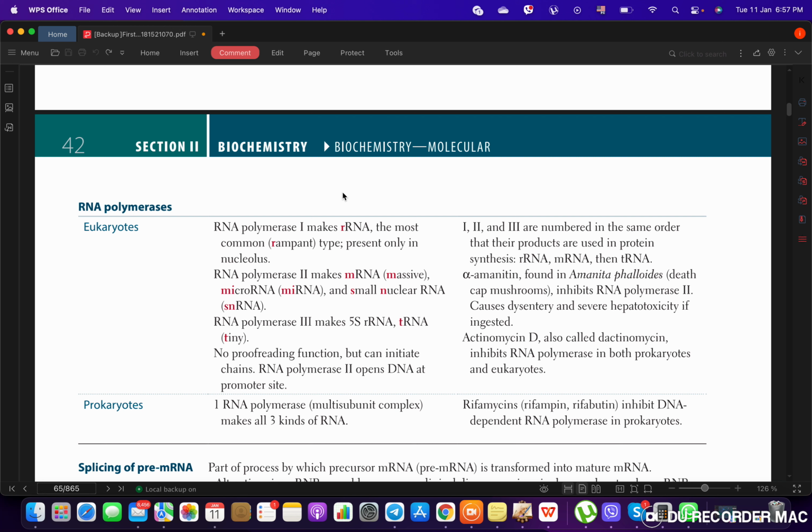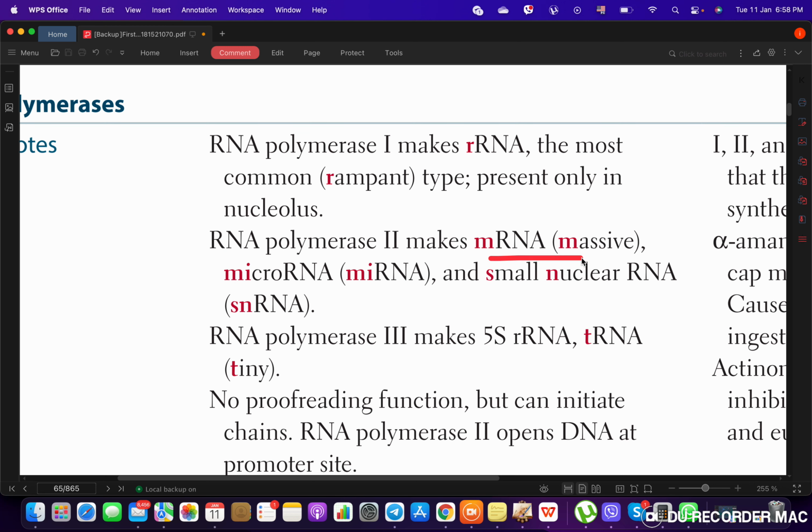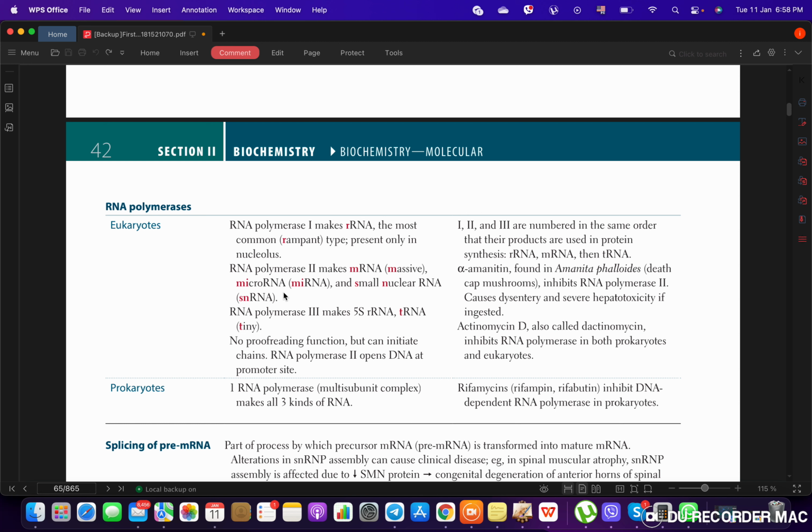The nucleolus, absolutely, good. And RNA polymerase 2 makes mRNA, which is the one we keep hearing about, yes? Yes, it's the main one. I wanted to speak about 3, but leave it until we reach 3. So let's speak about mRNA, the massive one, and the micro one. The micro one will keep for its time will come.